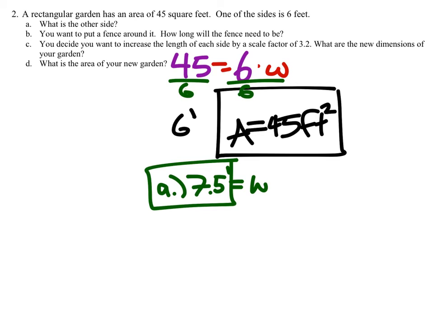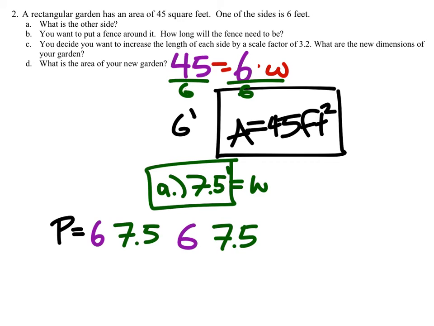Well, we want to put a fence around this thing, so how much fencing would we need for part B? That's the perimeter, which is going to be 6 plus 7.5 plus 6 plus 7.5, which would give us a perimeter of 22 feet, and that is part B.